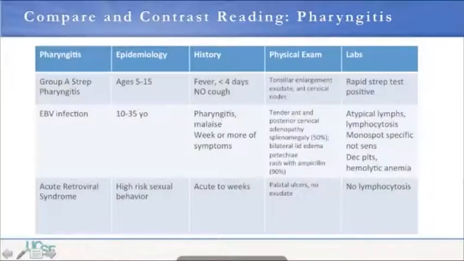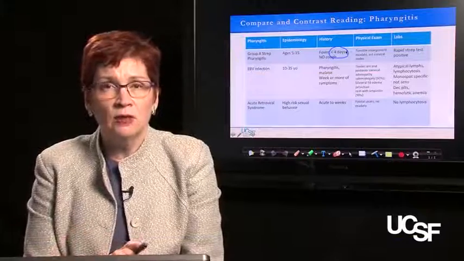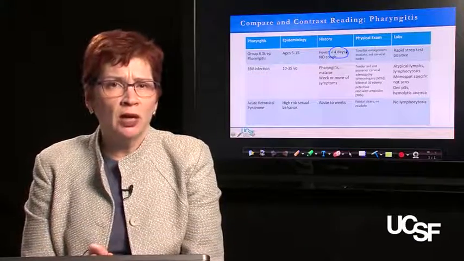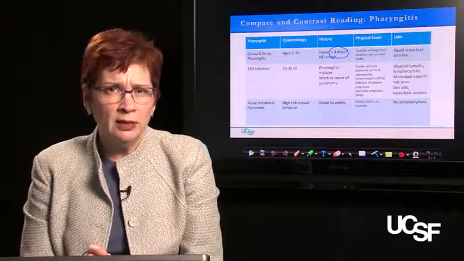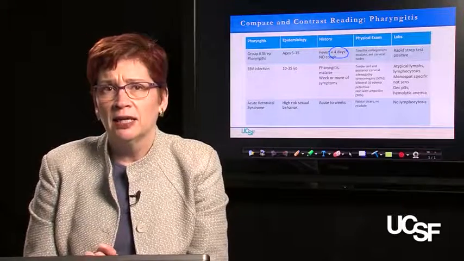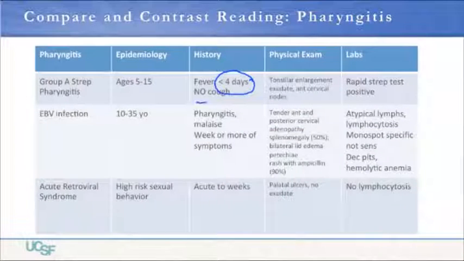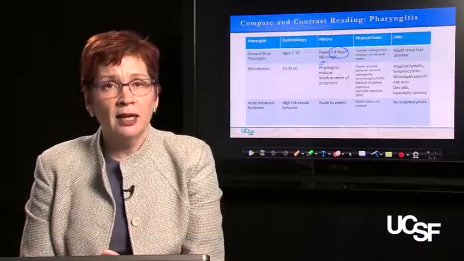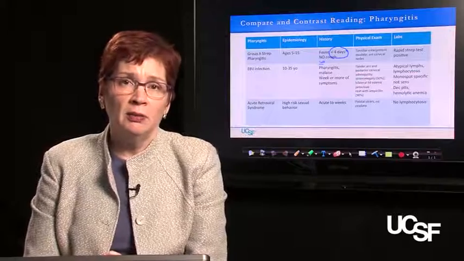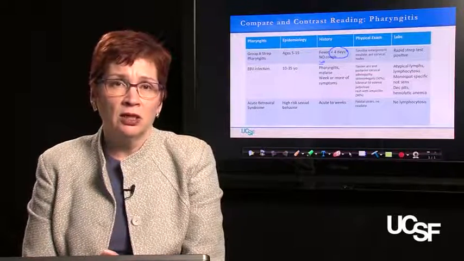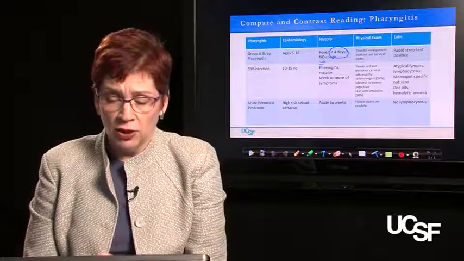Now, interestingly, group A strep pharyngitis, from a historical perspective, usually presents fairly acutely, so less than 4 days. Once strep throat has been going on for more than 4 days, the symptoms begin to abate. So a longer duration might suggest that the disease is not group A strep pharyngitis. Importantly, and this comes from a famous set of criteria known as the Centor criteria, group A strep pharyngitis has no cough associated with that. And that helps distinguish it from the common non-EBV or HIV-associated viral pharyngitis.